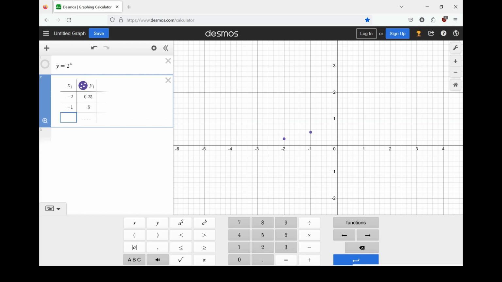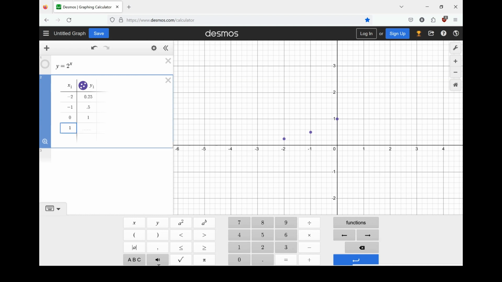And the following number is 0. When you substitute 0 for x, 2 raised to power 0 is 1. Every number raised to power 0 is 1. Here is my point. At 0, I'm at 1. And let's pick two more points. We picked two negative points and 0. And let's pick two more positive points. Generally, those numbers are enough for graphing exponential functions.